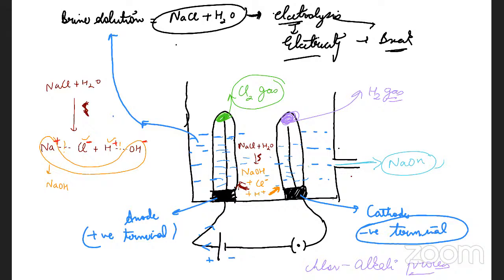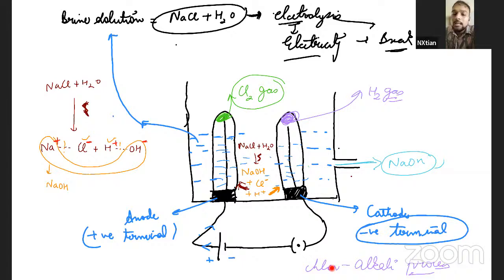So what's the purple writing at the down part? Chlor-alkali process. Okay, now listen, guys. Why is it called the chlor-alkali process? Because we are getting chlorine and alkali, which is a base, in this process. That's why it's called the chlor-alkali process.